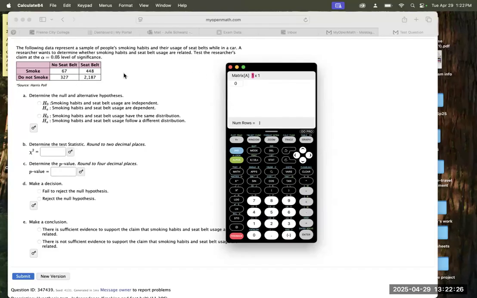So there are 2 rows, one for smoking, one for not smoking, and 2 columns, one for no seatbelt, one for seatbelt. So this is a 2 by 2, so I put a 2, and then I put 2, and then now I highlight the first row and I input the numbers that I see, in the same order and same format that I see them: 67, 448, 327.